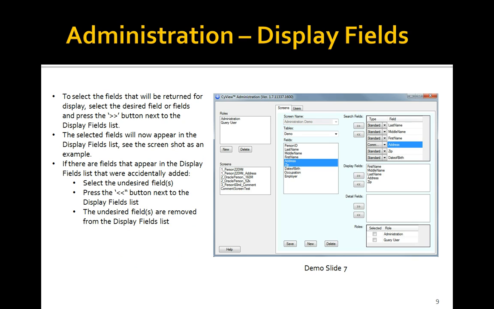Next, the fields that will be returned from the query must be selected. Select one or more fields from the fields list, click the right arrow next to the Display Fields box, and they will be populated. Here we have selected first name, middle name, last name, address, and zip to be display fields.